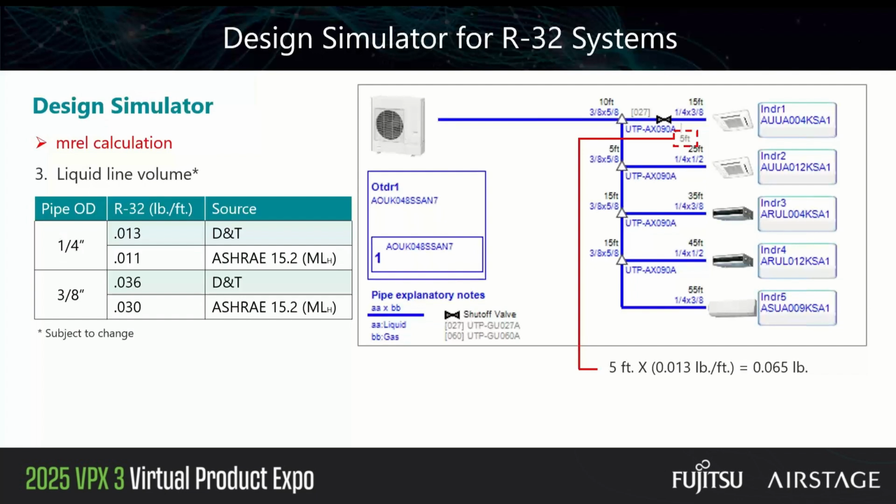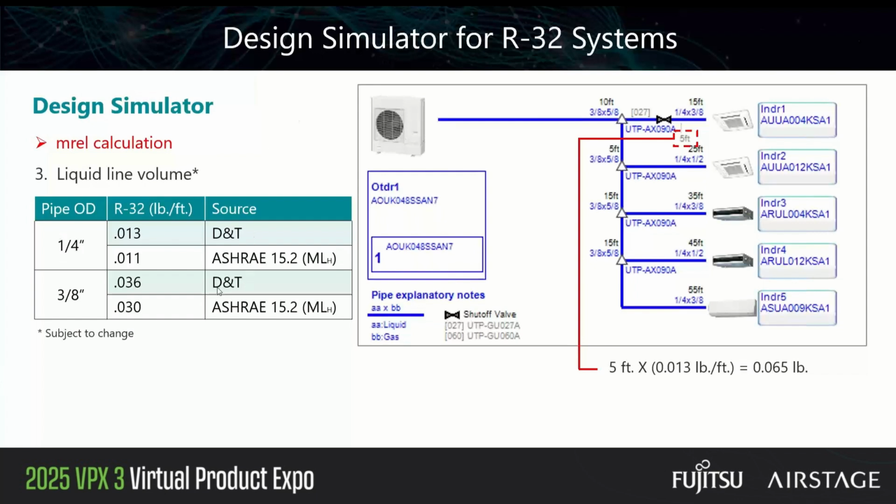0.011 pounds per foot. When you think about it, that's a difference of 0.002 of a pound per foot, which is not very much. To extrapolate that out, for a 50-foot, 1/4 inch liquid line, the difference between the D&T and ASHRAE is about 1.5 ounces actually. The 50-foot 3/8 liquid line is a difference of approximately 4.5 ounces. So the amount is actually negligible. So you can use whichever one you truly wish.